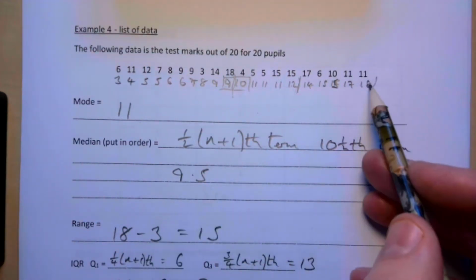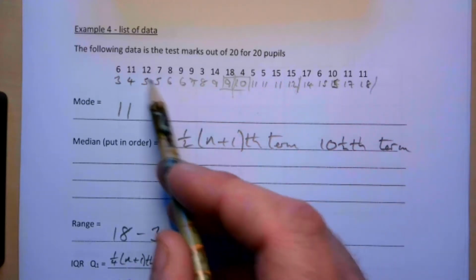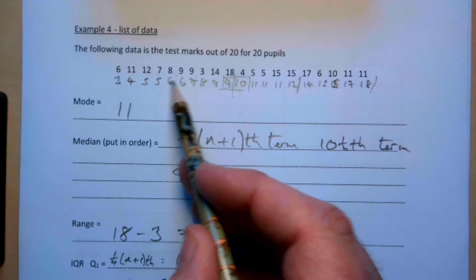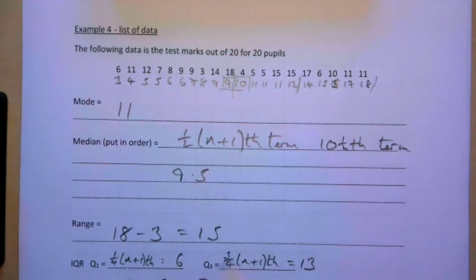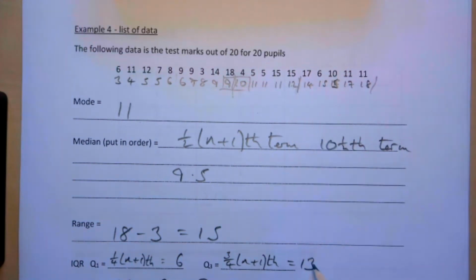For our range, biggest is 18, smallest is 3, that gives us 15. For the interquartile range, a quarter n plus 1th term, so n plus 1, 21, divided by 4 is 5.25, so we are halfway in between here and here, so it's going to be 6. And this one, the 3/4, is in between the 12 and the 14, so we're going to go with 13. Interquartile range is 13 take away 6, and that gives us 7.